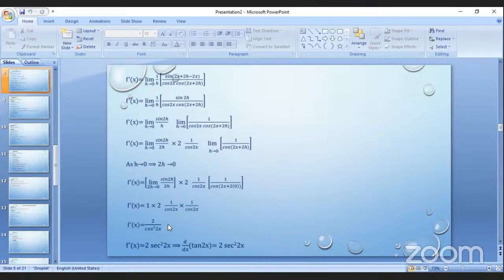We know that 1 by cos x is secant x. So here 2 into 1 by cos square 2x; 1 by cos square 2x is written as secant square 2x. Therefore, f dash x equal to 2 into secant square 2x. Therefore, the differentiation of tan 2x equal to 2 into secant square 2x.